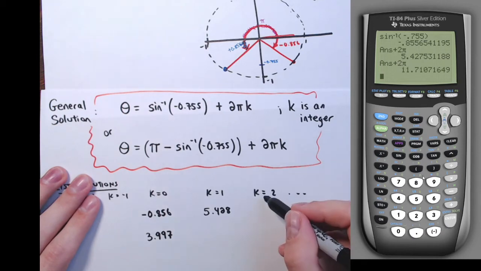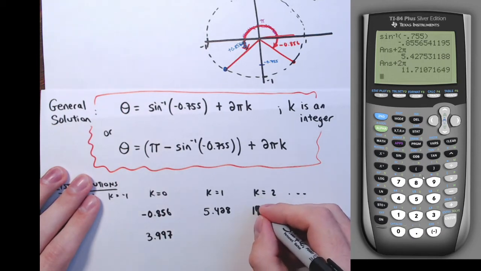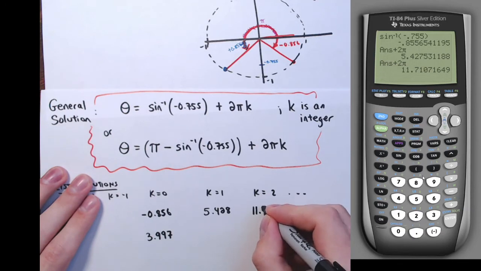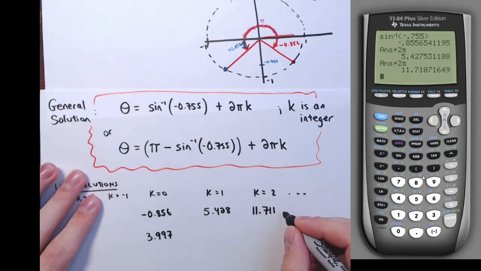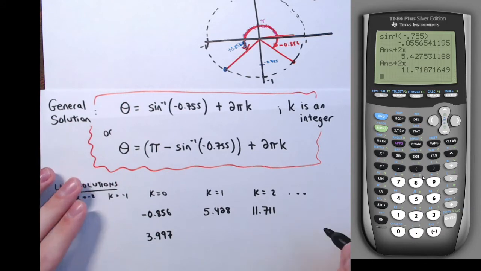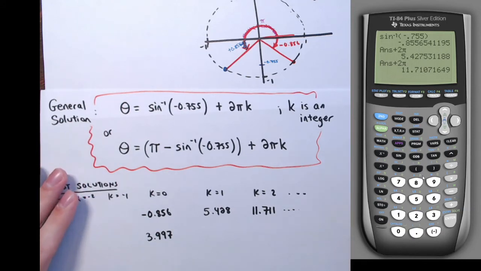So that'll be when k equals 2. So another solution is 11.711 radians, and so on. Right? I could do that forever that way.